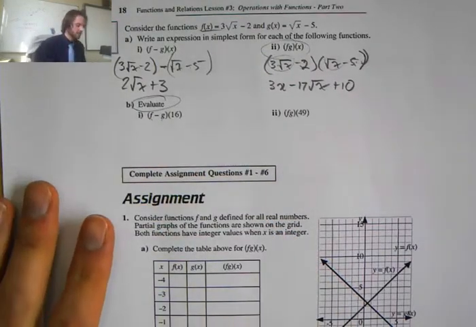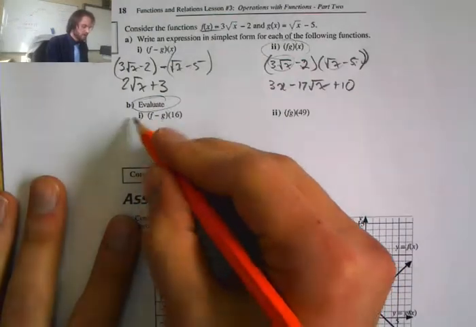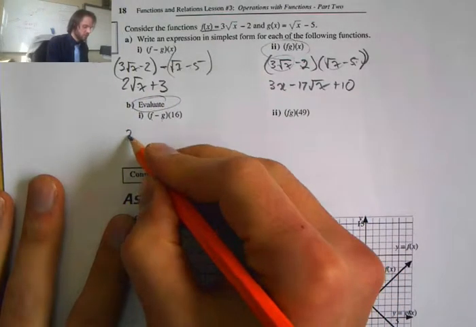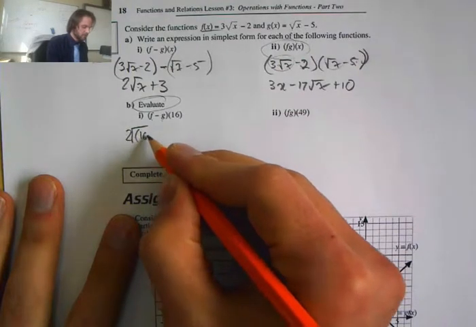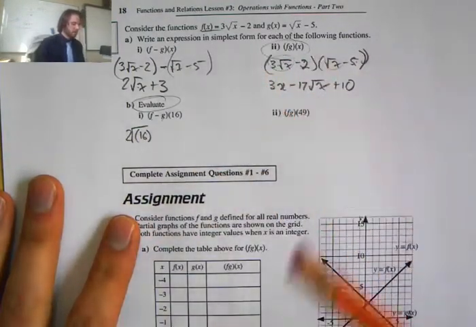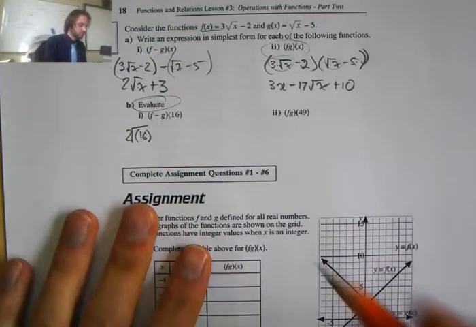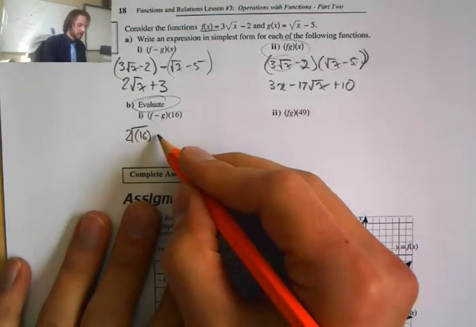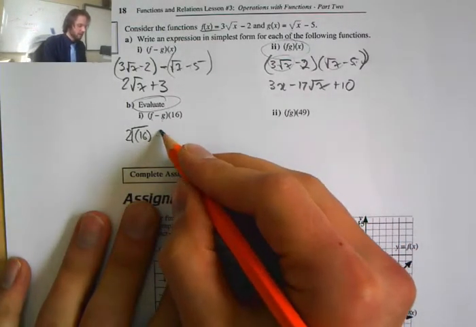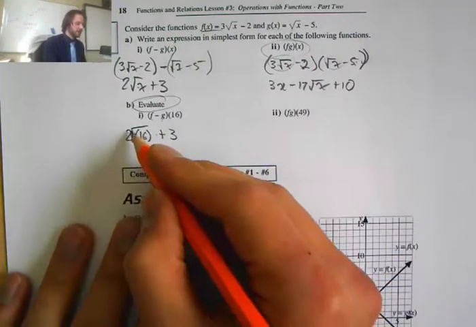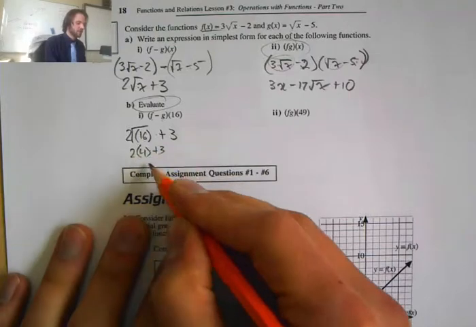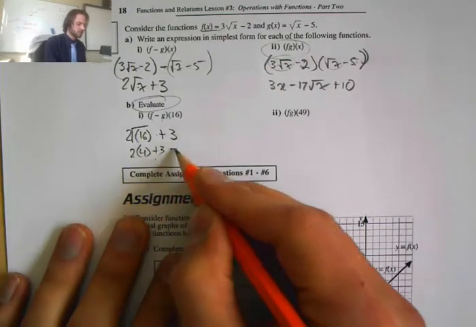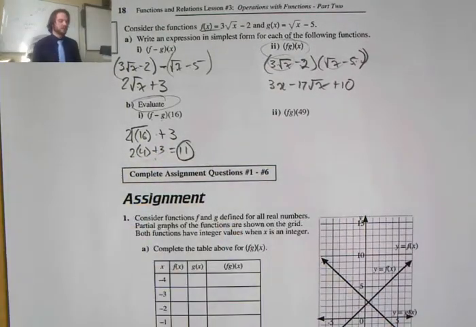All right, let's take a look here. So I want 2 root 16. We're putting that in for x. So every time there's an x, we're going to put 16. And then we have plus 3. So that's 2 times 4 plus 3, which gives me 8 plus 3, which is equal to 11. Okay? Let's take a look at this one.